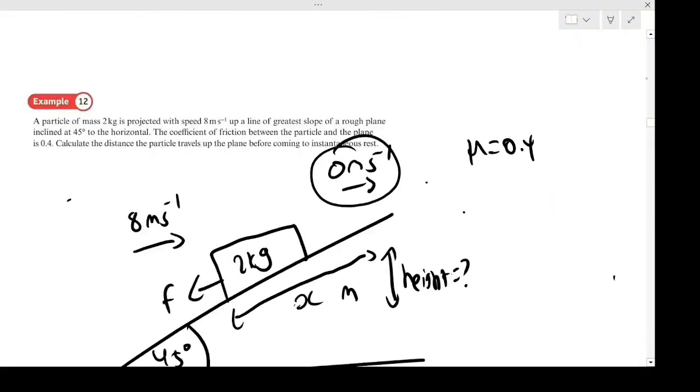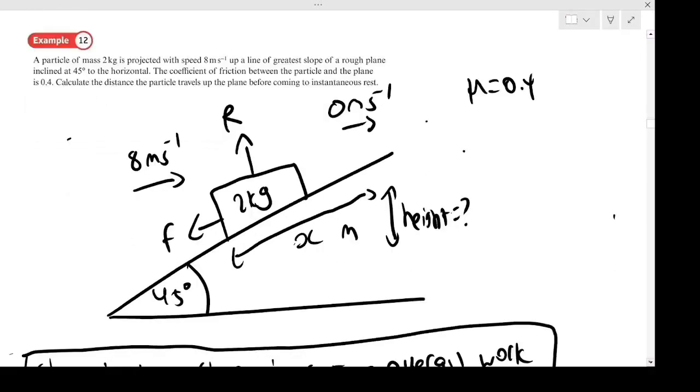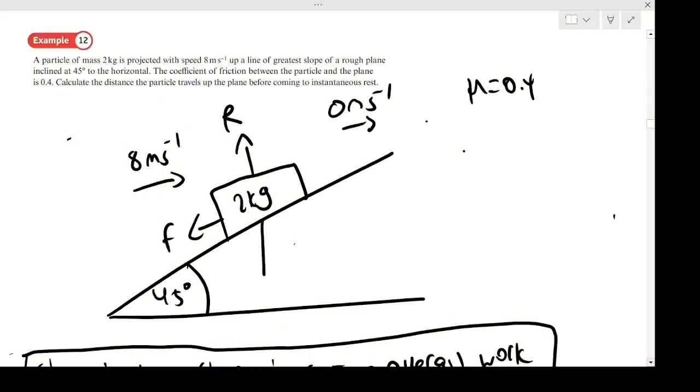But this is where this coefficient of friction will help me. So I know that F equals mu R. Now, there's going to be a reaction force over there. If I get rid of this here, remember there's going to be a weight. Now that's going to be 2g. Now 2g, or 2 times 9.8, that's going to be 19.6.